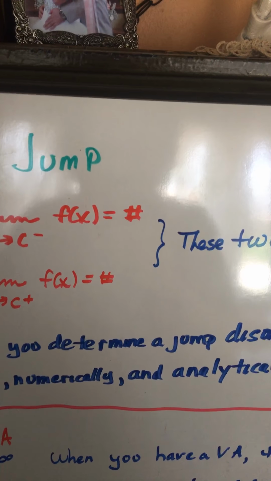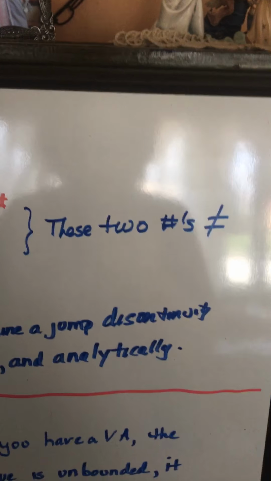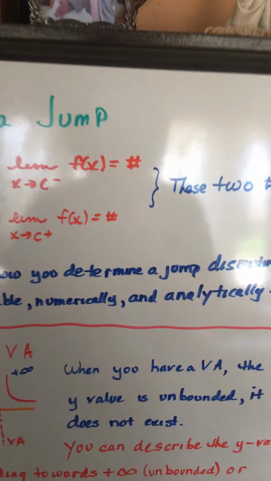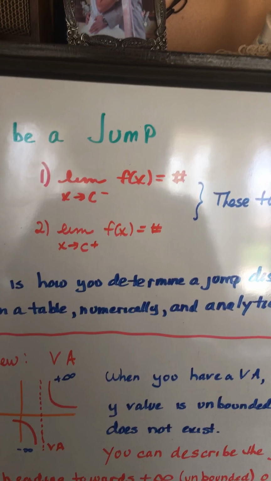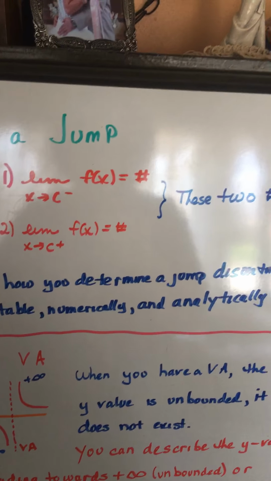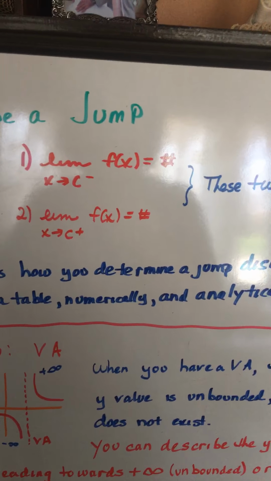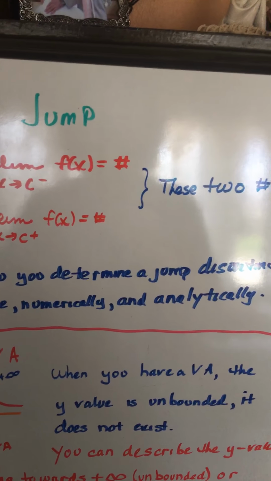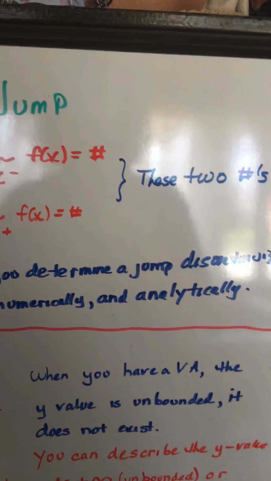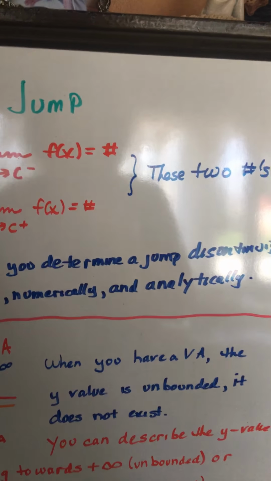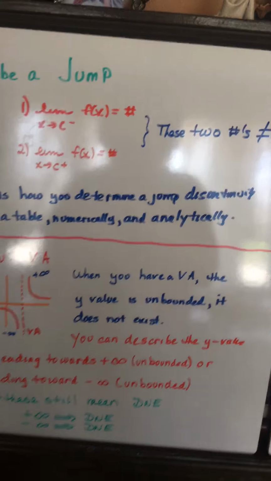If these two numbers are real and they're not equal, then that is how we determine that you have a jump, both from a table. Numerically, graphically, analytically: table is the same as numerically, analytically is algebraically, and we can do it graphically. When we write the stuff down, that is when we are doing the fourth prong of the presentation.